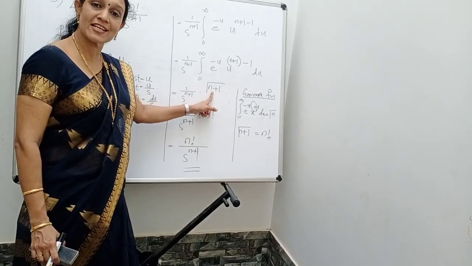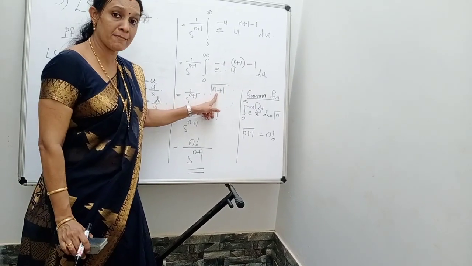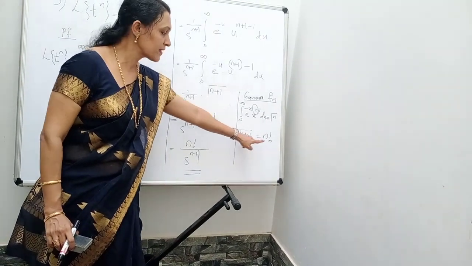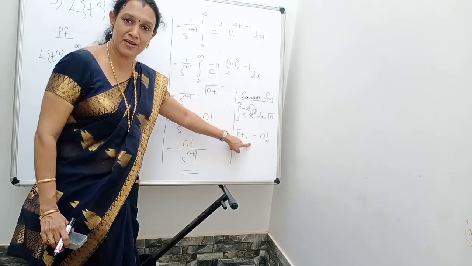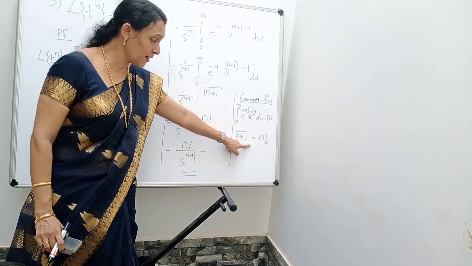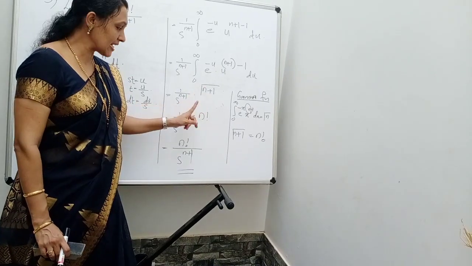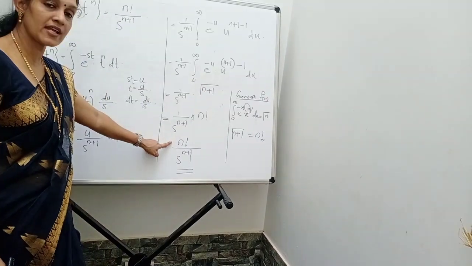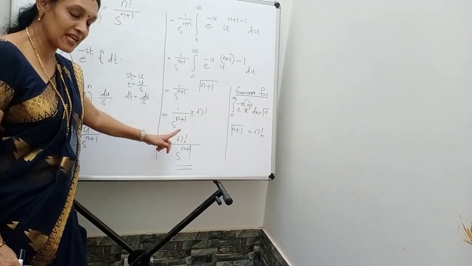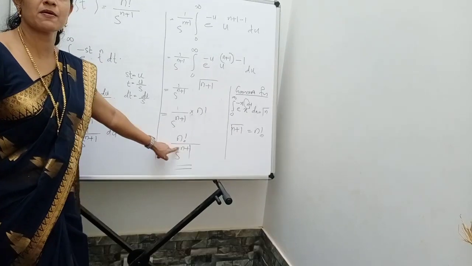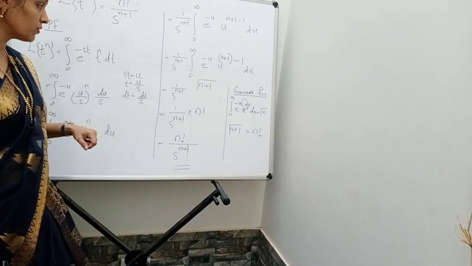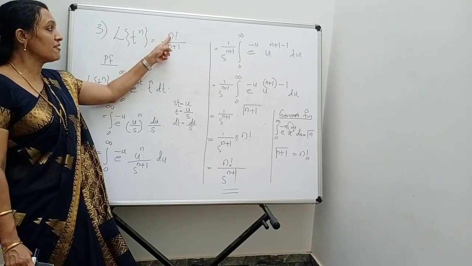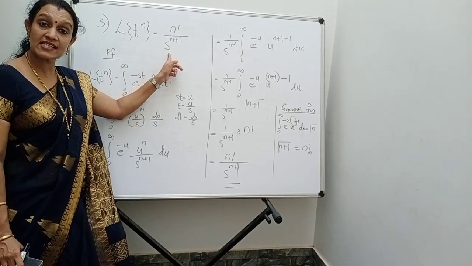Now we have a property of the gamma function that you also have to remember. The property says that gamma n plus 1 is equal to n factorial. This is called the reduction formula. By using the reduction formula, gamma n plus 1 is replaced by n factorial. Therefore, the result is n factorial divided by s raised to n plus 1. So what we proved is that the Laplace transform of t raised to n is equal to n factorial divided by s raised to n plus 1.